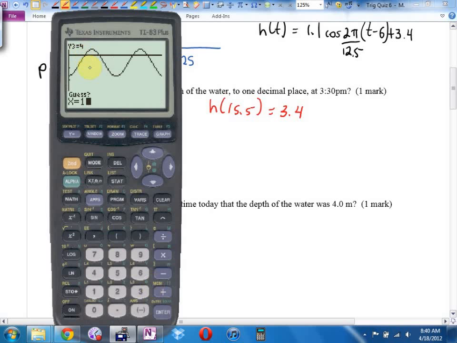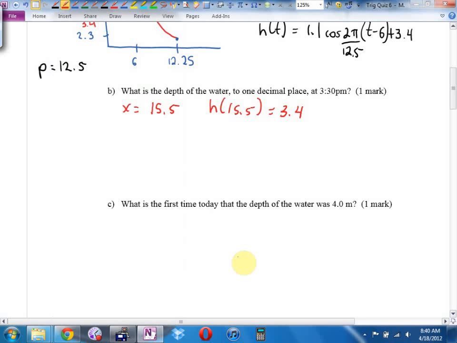My guess is going to be 1. That way it's faster than doing all the arrow keys. I just pick a value that I know is far up on the far left of the graph. To 1 decimal place, T equals 4.02 hours. I'll take that because I didn't say to go to hours and minutes.